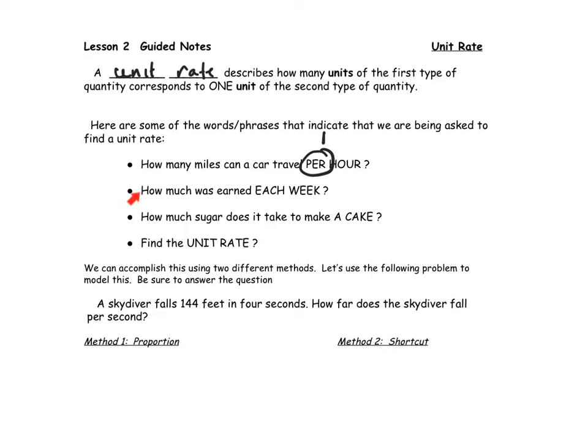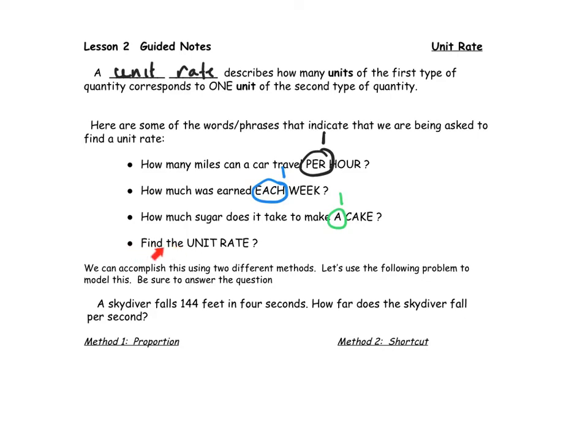The next phrase says how much was earned. So the first quantity is money for each week. In this case, the word each is implying one week. The next phrase says how much sugar does it take to make a cake? And this little word is really easy to miss. When they say a cake, they're referring to 1 cake. So the first quantity would be sugar, and the second quantity, 1 cake.